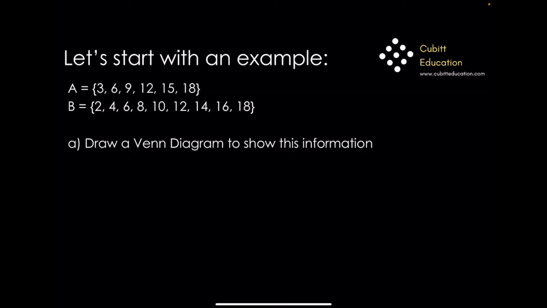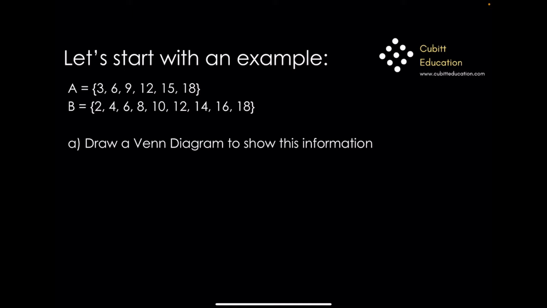Okay, so let's start with an example. Here we've been given two different sets of numbers. We have set A and set B, and you're being asked to draw a Venn diagram to explain or show this information. So first things first, what is in set A and what is in set B? And all you need to do is draw your Venn diagram first.